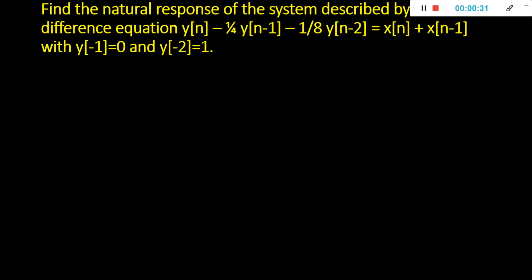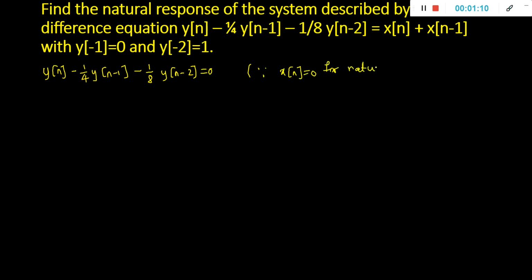We know that the natural response of the system is the response when we do not have any inputs. So that means there is no x(n). So first and foremost, we should reset these values of x(n). I'm going to rewrite the equation as y(n) - 1/4 y(n-1) - 1/8 y(n-2) = 0. This is because x(n) should be equal to 0 for finding the natural response.